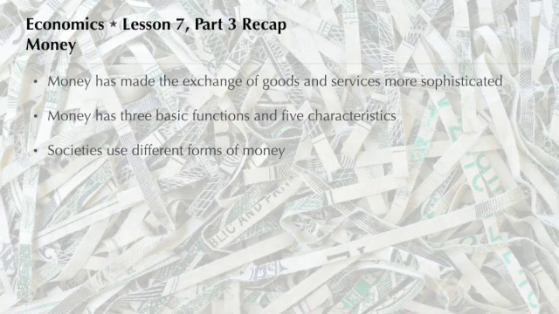So that's the way it is with Lesson 7, Part 3, Money. At this point you should know that money has made the exchange of goods and services more sophisticated. Money has 3 basic functions and 5 characteristics. And societies use different forms of money.